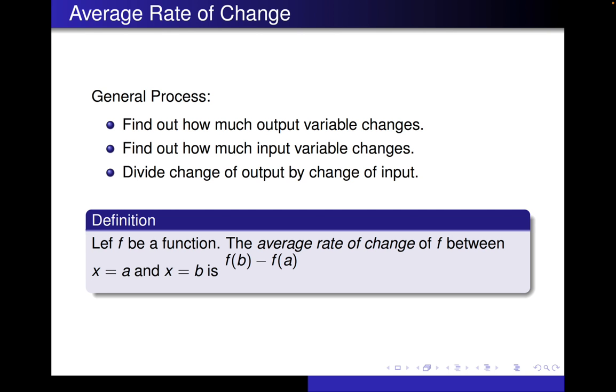And then for how much the input variable changes, we do the exact same thing with the input variable. We take the input variable at the end, that's x equals b, and subtract off the input variable at the beginning, that's x equals a. So we get b minus a in that denominator.